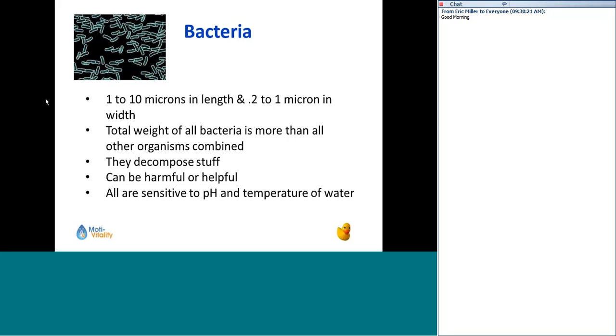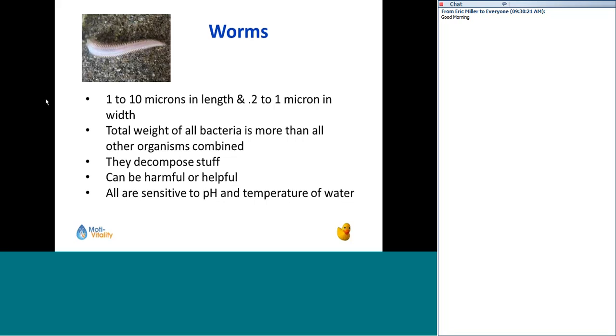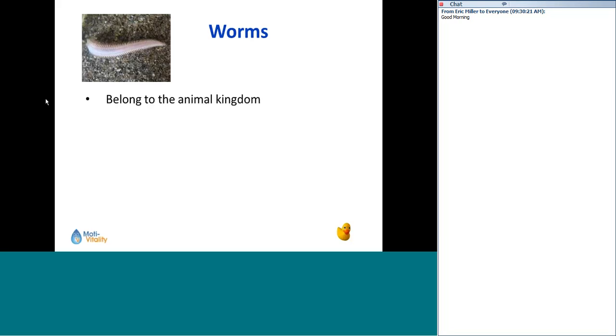They are sensitive to pH and temperature of water. Worms, there probably won't be any questions about the bacteria monster on the exam. I'm just saying that while I believe there should be questions about the bacteria monster on the exam, there probably won't be. But, you know, it is what it is. Okay, you guys are forewarned now.